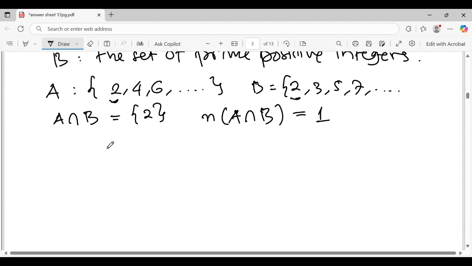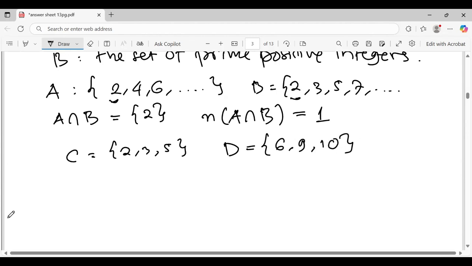Now, the next example. If set C elements are 2, 3, and 5, and set D elements are 6, 9, and 10. So C intersection D, look, there are no elements as the members of C intersection D. So we can state that C intersection D is without elements like this.